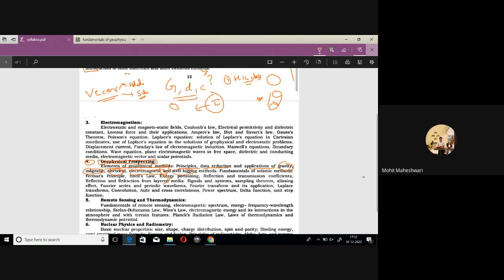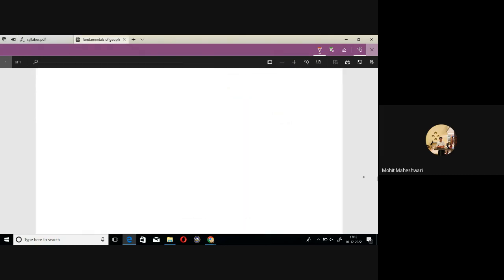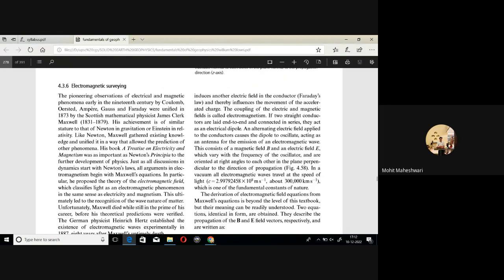So in this class, we will mostly talk about the electromagnetic method. We will talk about what the basic principle of electromagnetic method is and what are the basic methods we are going to use in the electromagnetic prospecting. Okay, so let's start the discussion. We will cover this topic from the William Lowrie Fundamentals of Geophysics. Okay, so let's see. This is the given topic.